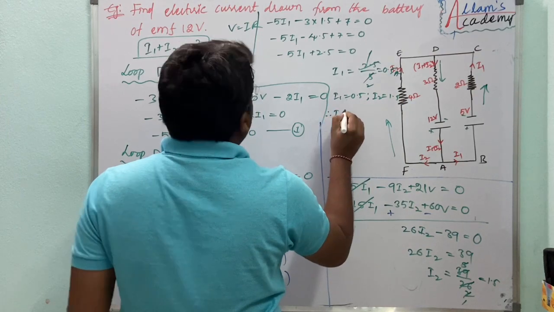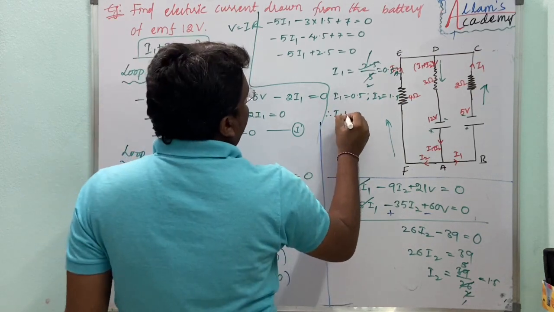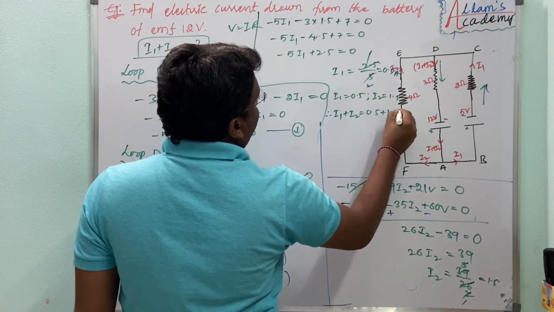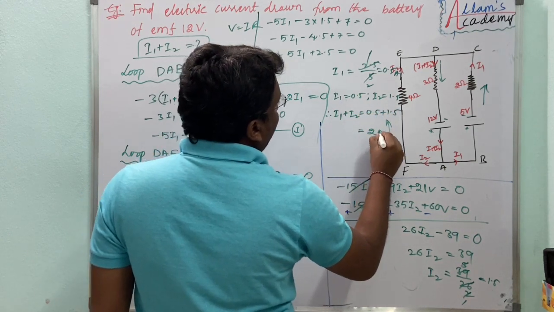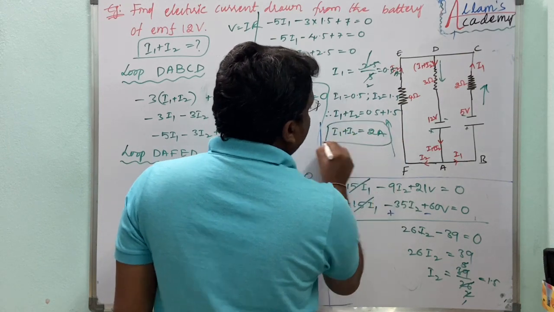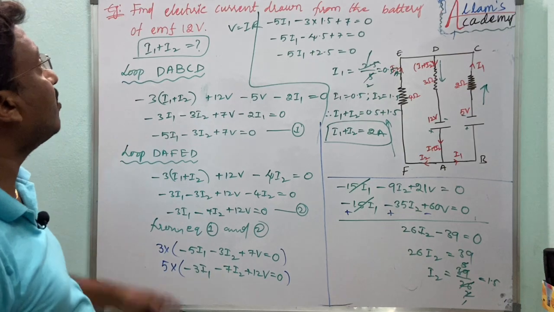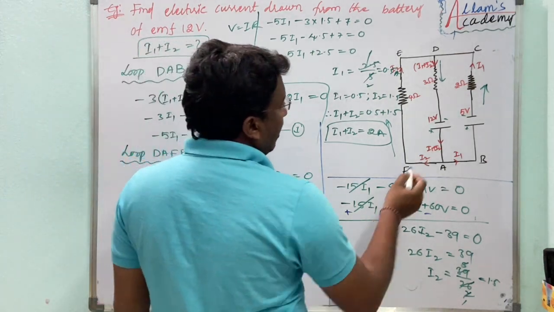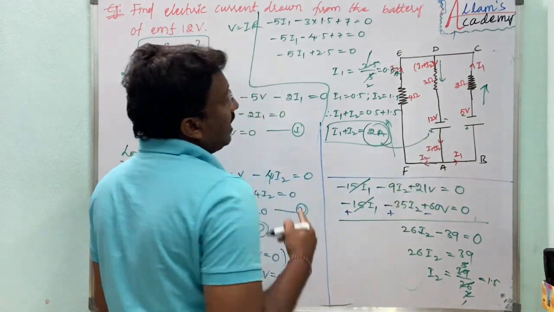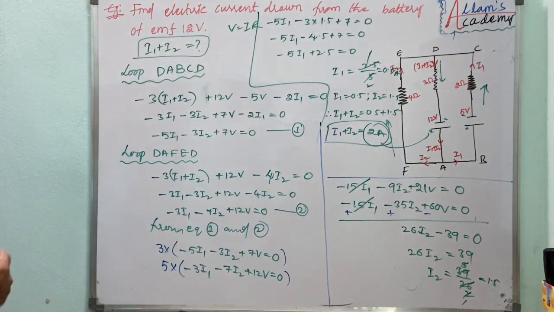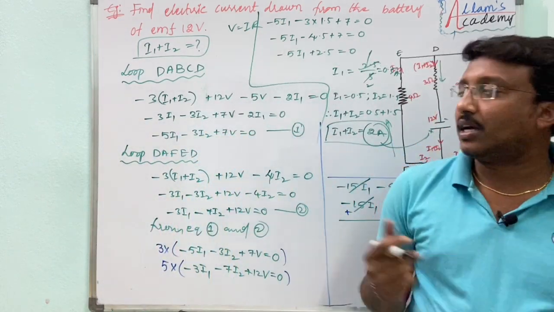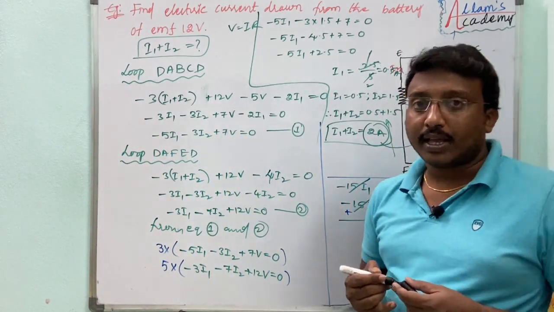Therefore we want to find I1 plus I2, which equals 0.5 plus 1.5, so that's equal to 2 amps. That means the current drawn from the 12 volt battery is 2 amps. This is a way to find it, and this is a way to use the loop law. Okay, thank you.